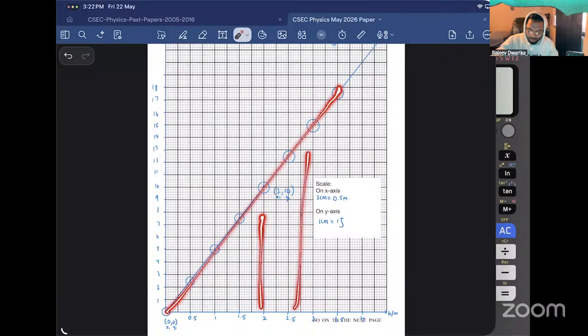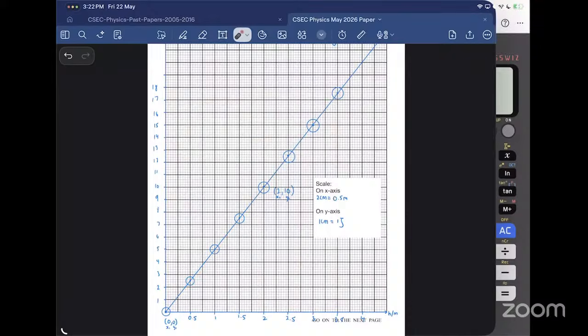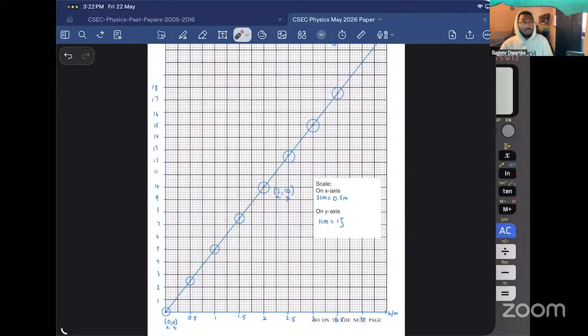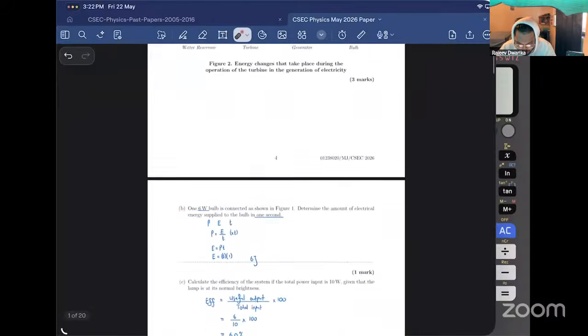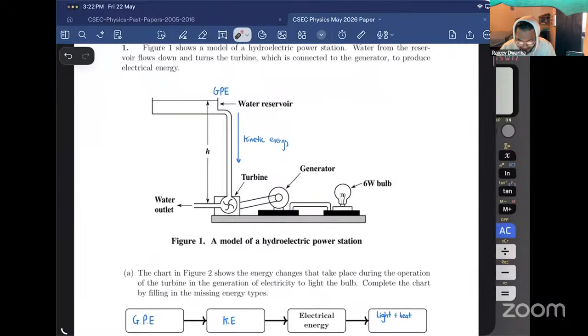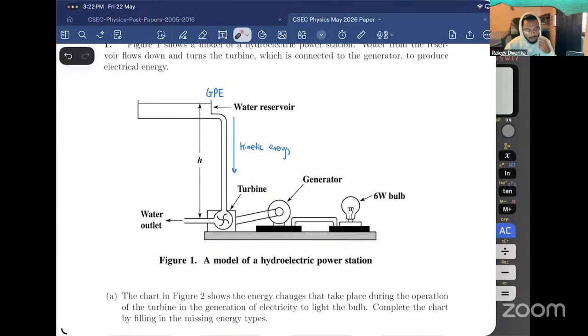Can you see that as the height increases, the energy output increases? Yes, sir. If the energy output increases, let me check the circuit diagram. I don't really see enough fuse here. So at some point, maybe the bulb might blow, right? The bulb might blow.